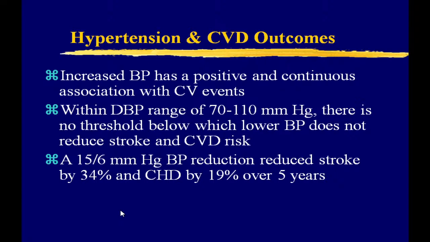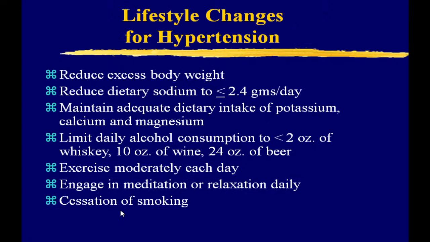You can see how reductions of blood pressure can decrease the risk of different dangerous diseases. Medical physical rehabilitation as usual must combine with lifestyle modifications for hypertension. You can see: reduce excess body weight, reduce dietary sodium, maintain adequate dietary intake of potassium, calcium, magnesium, limit daily alcohol consumption, exercise moderately each day, engage in meditation and relaxation daily, cessation of smoking. But dear students, very often, if a person has first stage hypertension, it's enough to normalize blood pressure.